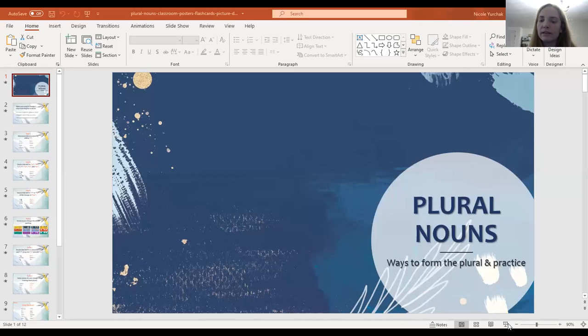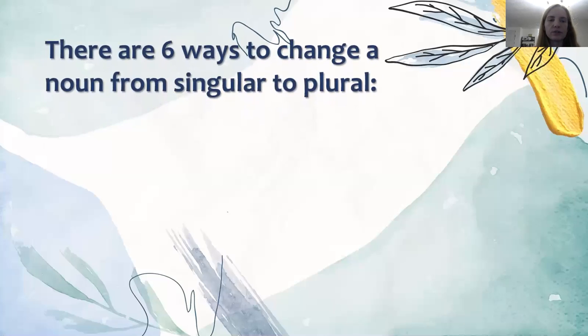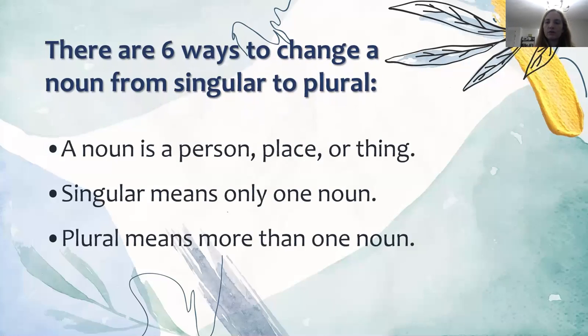Hi everyone. So today we're going to work on nouns and how to make them plural. This involves changing a little bit of spelling at times. So we will do some practice and I will give you the top 6 rules. There are 6 ways to go from one to more than one.